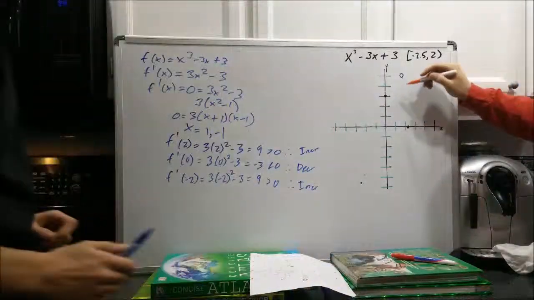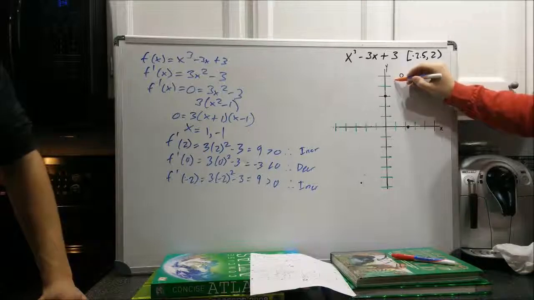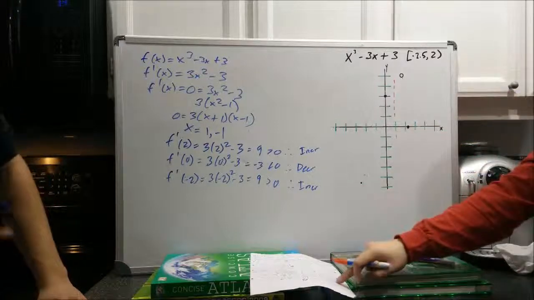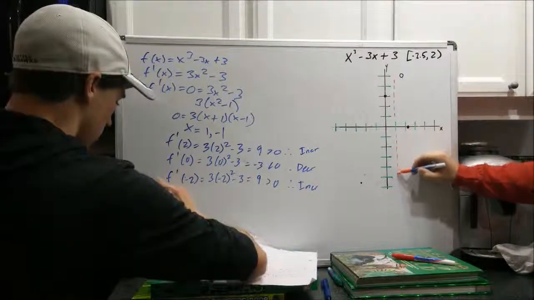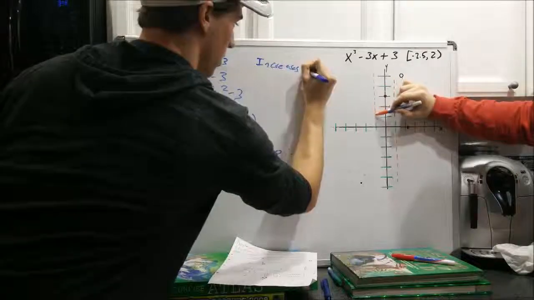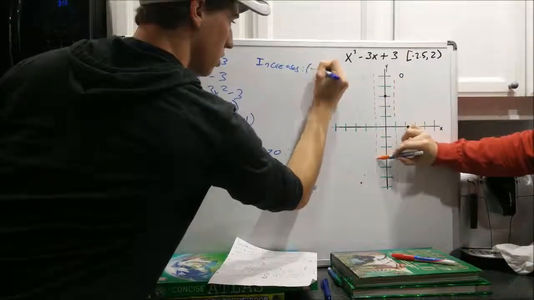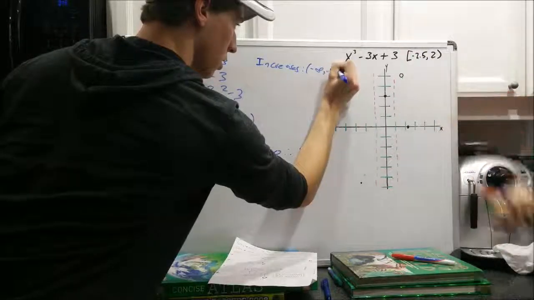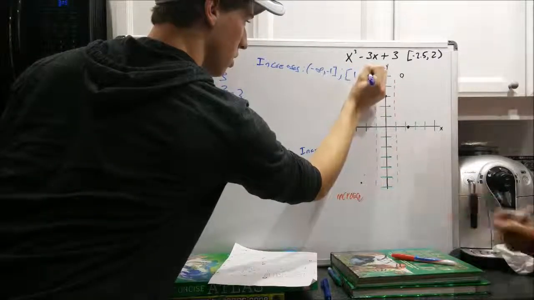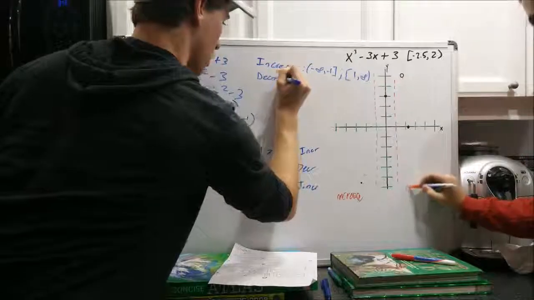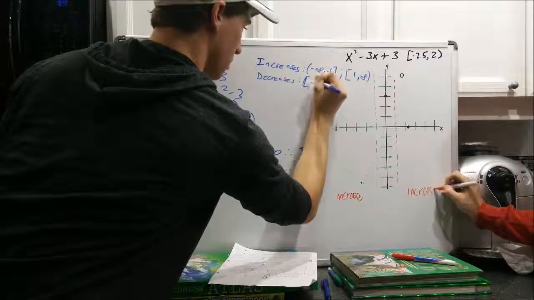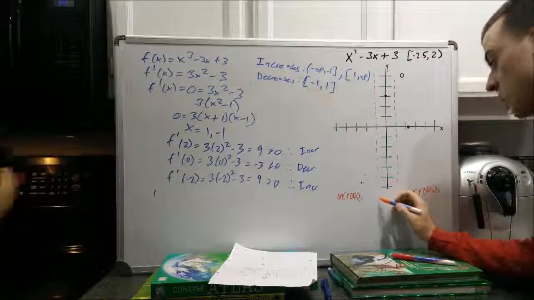Alright, so we're going to draw these lines. Costner's going to write up just where the intervals are, and I'm going to draw them on the graph. At negative 1 and 1, the graph behaves in different ways. It increases from negative infinity to negative 1, so it increases right here. It also increases from 1 to infinity, right here, from the orange line to the right. Which means that in between the two, it decreases between negative 1 and 1.